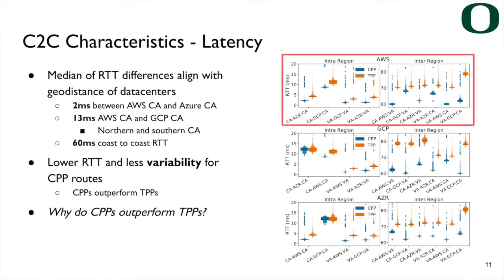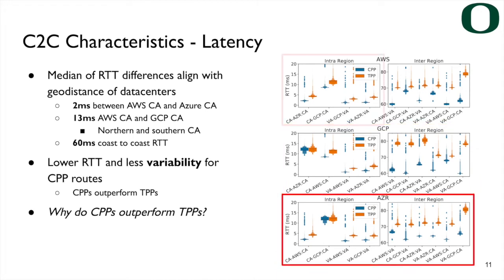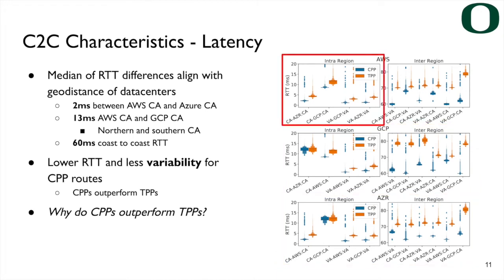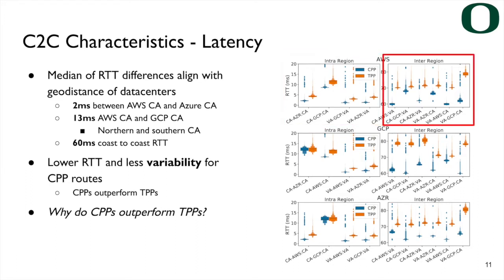So we have 3 rows within these figures corresponding to the source cloud provider that was performing the measurements. So we have AWS, GCP, and Azure. Within each row we have 2 columns. The left-hand side corresponds to intra-region measurements, and the right-hand side corresponds to inter-region measurements. Within each of these figures, we have color codings corresponding to different connectivity options. Blue for CPP, orange for TPP. You might be wondering why we don't have a color coding for public internet. We'll discuss that later on.